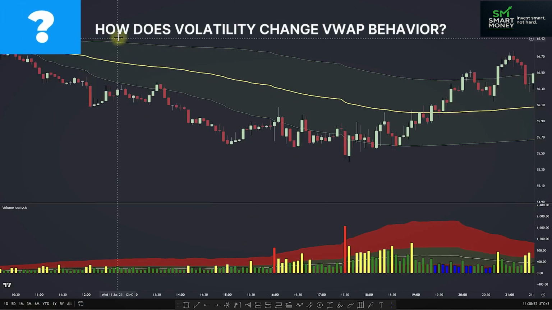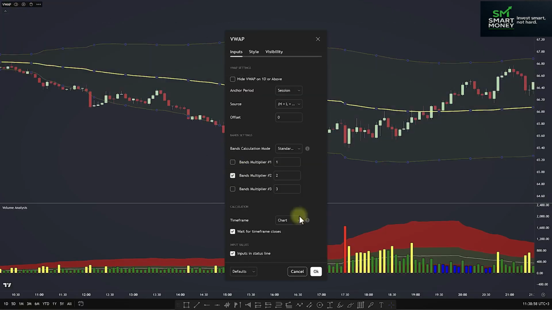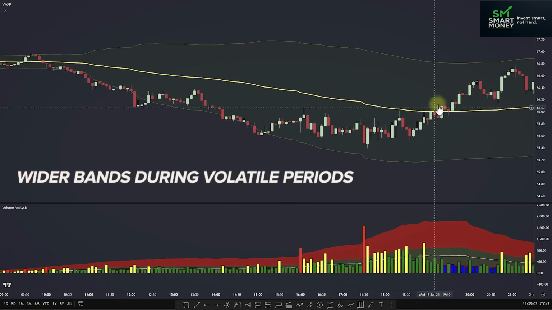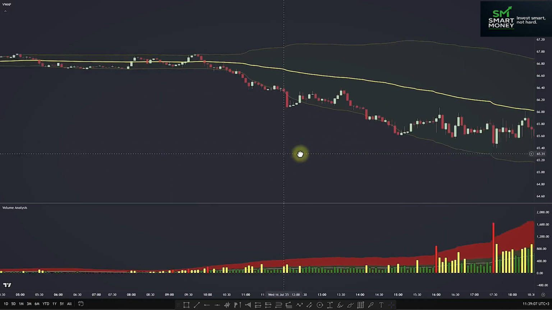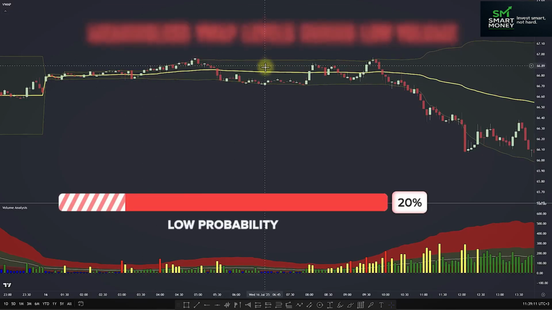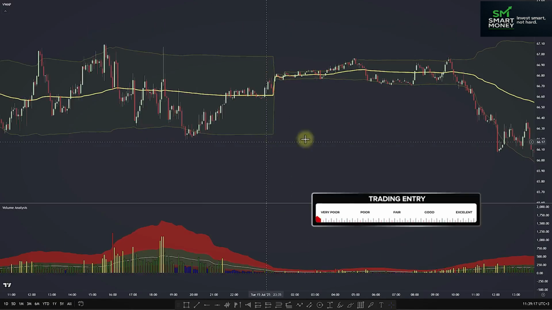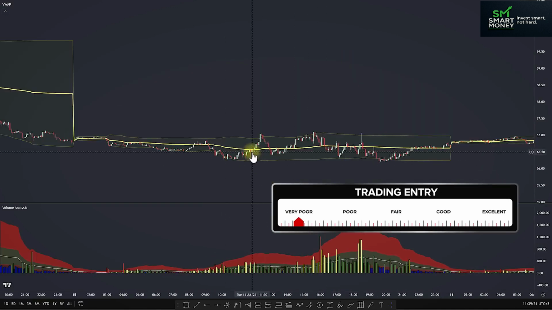Volatile markets create a different situation entirely. The VWAP bands expand dramatically. Normal mean reversion levels stop working. You need wider bands and different probability thresholds. Low volume periods make VWAP less reliable. Without institutional participation, VWAP levels become meaningless. This is when you switch to alternative strategies or simply stay out of the market.